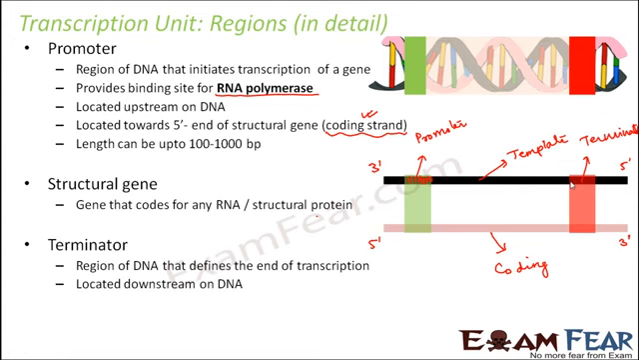The terminator is located downstream on the DNA. This is the upper side, this is the downside. It is located towards the 3' end of the structural gene. As I said, the 5' end is the promoter and the 3' end is the terminator. Please remember that all location references are always taken with respect to the coding strand, so please do not get confused regarding that.